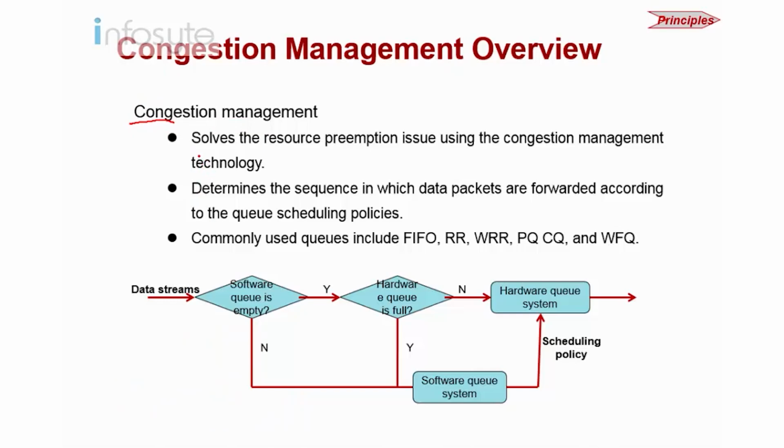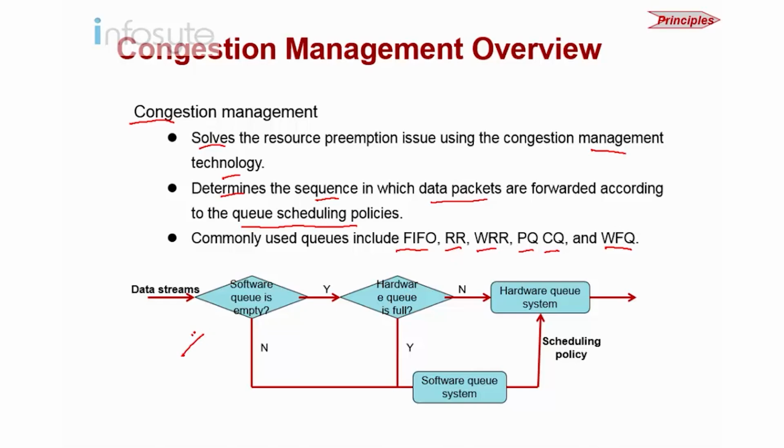So to solve the congestions, we have to use a congestions management technology. This is what we are looking into now. So congestions management determines the sequence in which packets are forwarded according to the scheduling. So the queue scheduling that we are going to learn here, we have a different flavor. So first we have the first in first out or FIFO. We have round robin. Okay. We have the weighted round robin. We have the priority queuing, custom queuing, and weighted fair queuing. So we are going to look at all this queuing one by one.